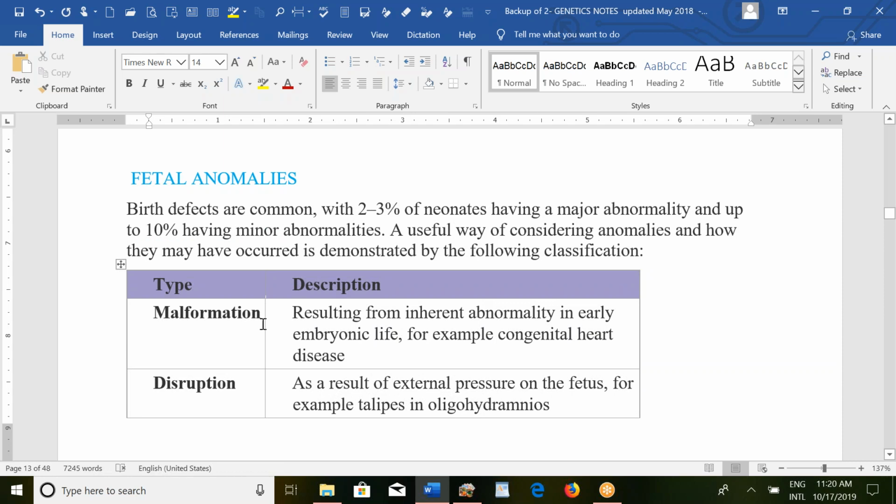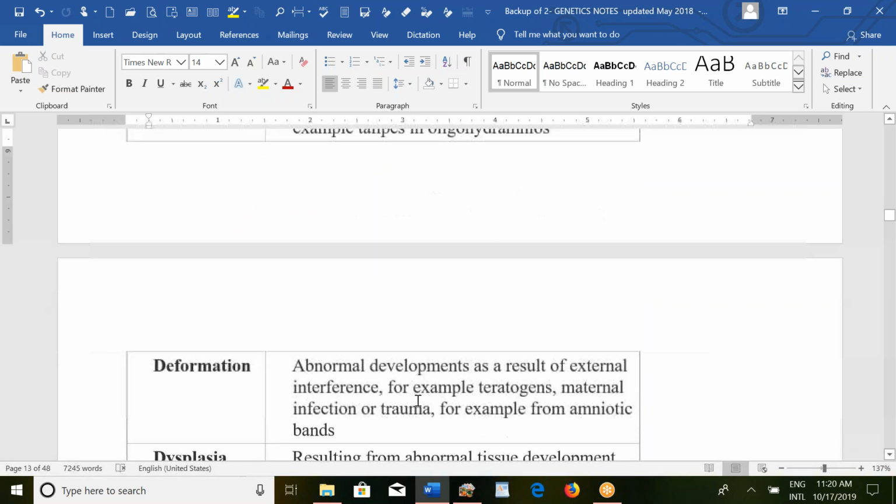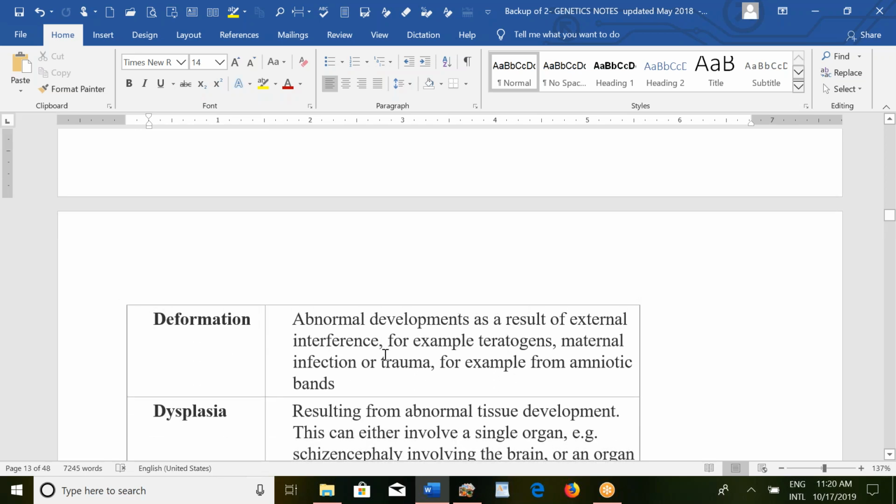Malformation means it has resulted from an inherited abnormality in early embryonic life, for example, congenital heart disease. Disruption is a type of fetal anomaly resulting from external pressure on the fetus, for example, talipes in oligohydramnios. Since there was very little liquor, the baby developed talipes, which is the bending of the foot, because the baby couldn't move, and there were amniotic bands, so the normal pattern was disrupted.